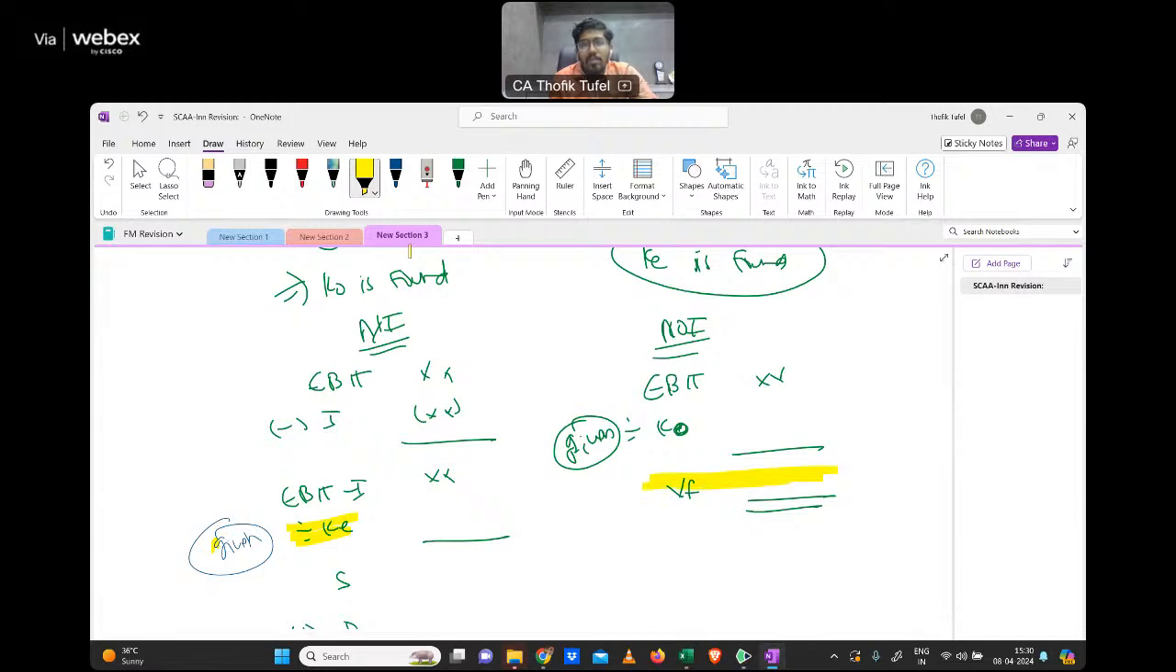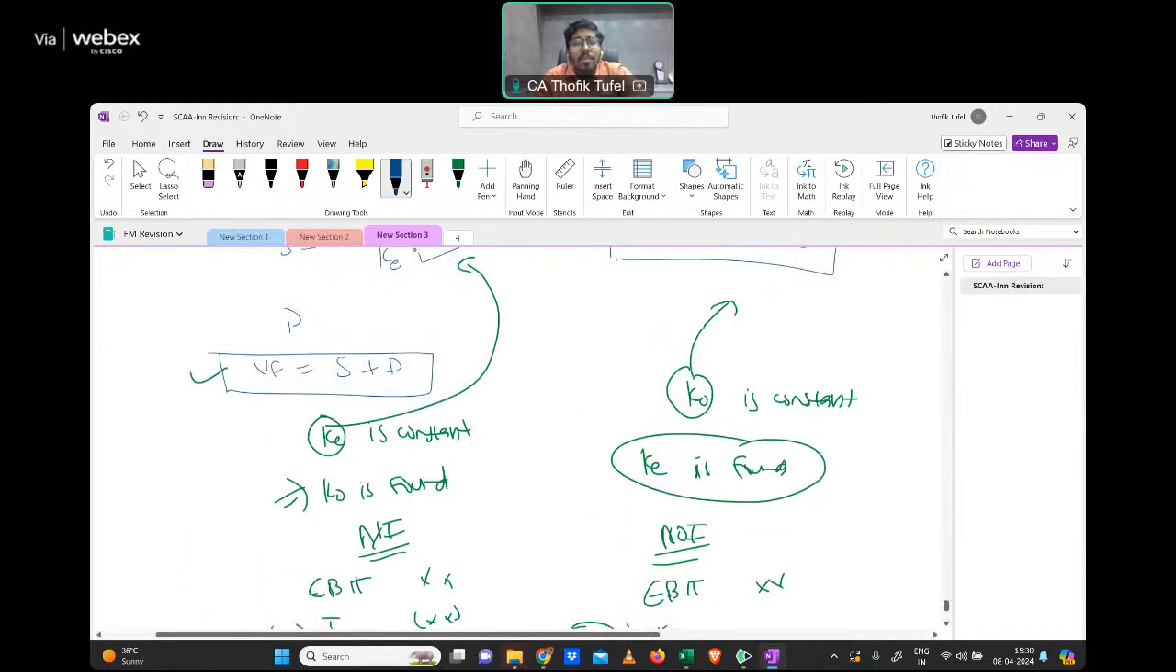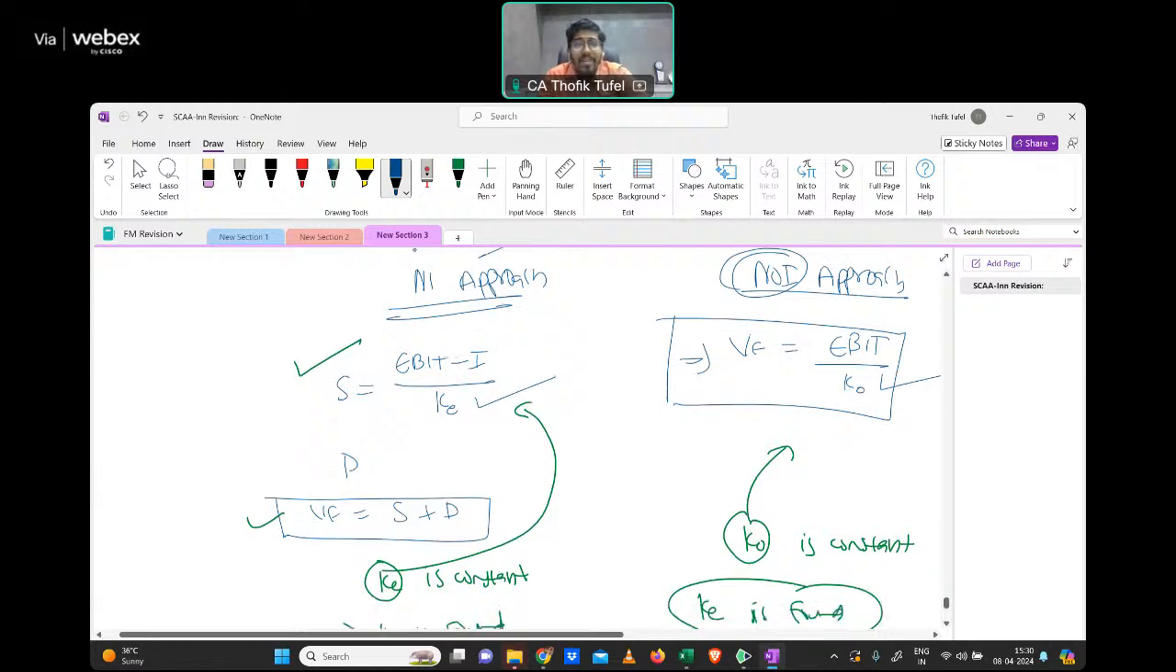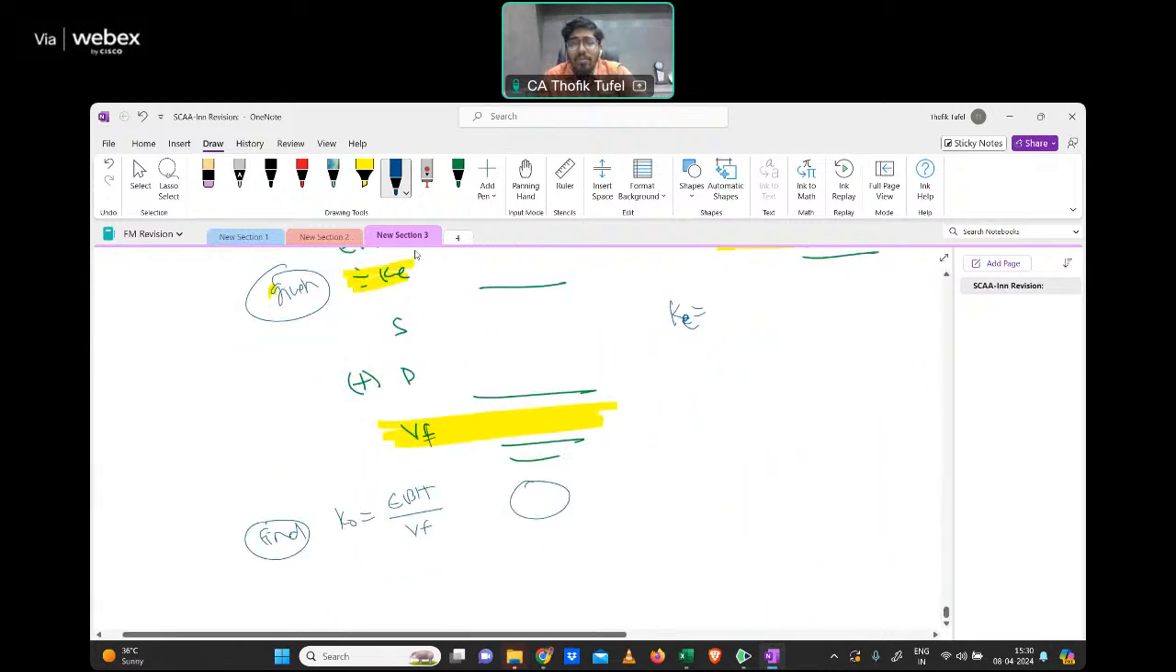Okay, so now the value of the firm is done. Now what you have to do is find KE. How to find KE? Here it is EBIT minus I divided by S, correct? So what are you going to do?